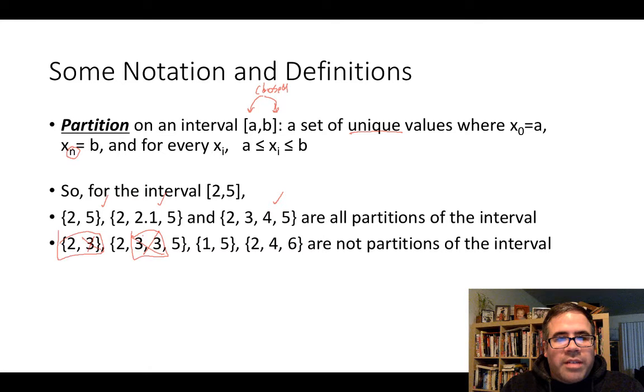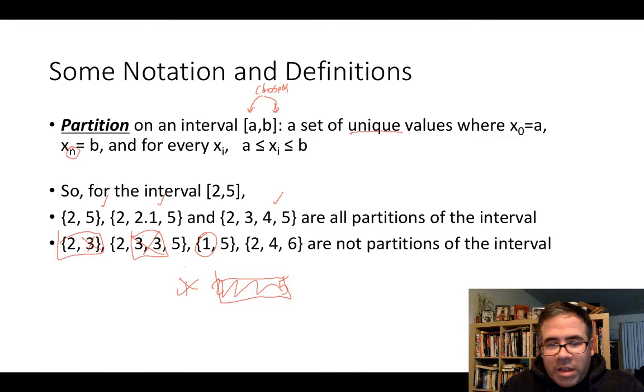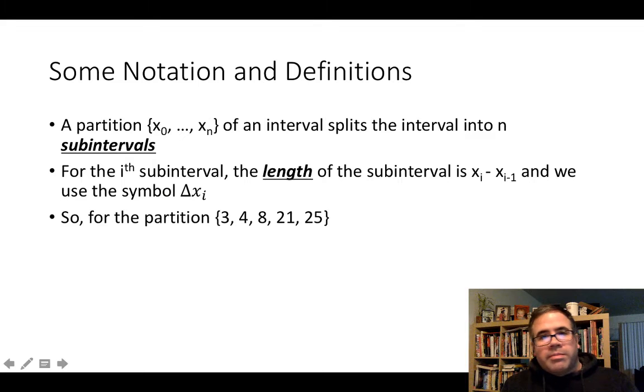This one, 1, 5, overshoots on the less-than side. 1 is less than 2, so it went too far. You've got 1 and you've got 5, and our interval is from 2 to 5, so that doesn't work out. And similarly here, this one starts at 2 like it should, then 4, and then 6, which is too big. So that's not a partition of the interval. Partitions are going to come up everywhere, but they're kind of a background thing. You just have to know about them.